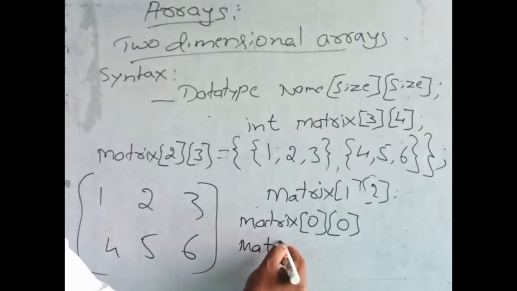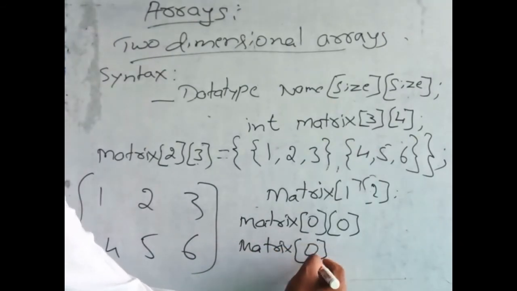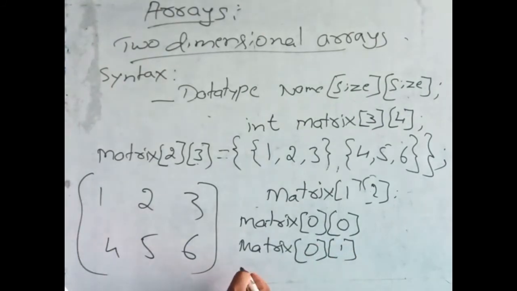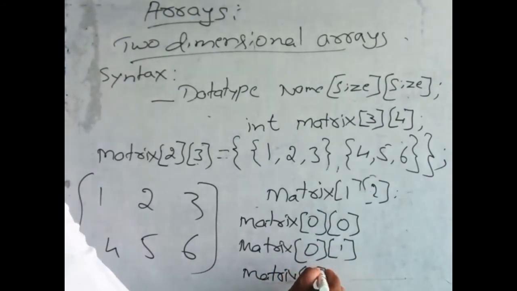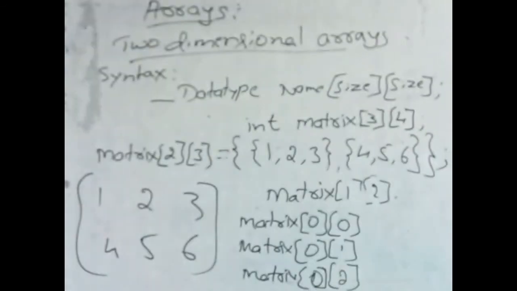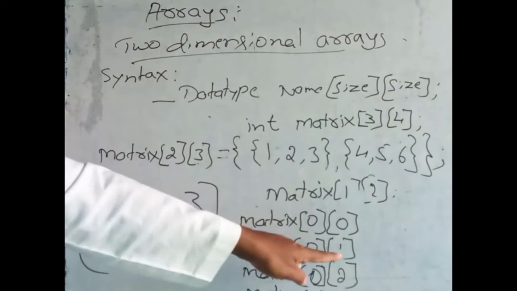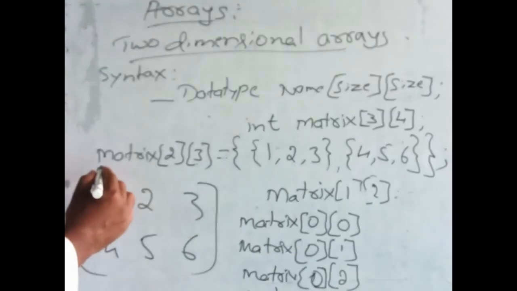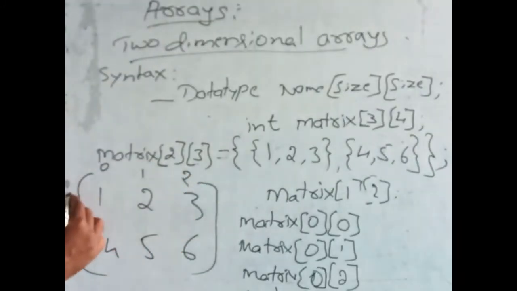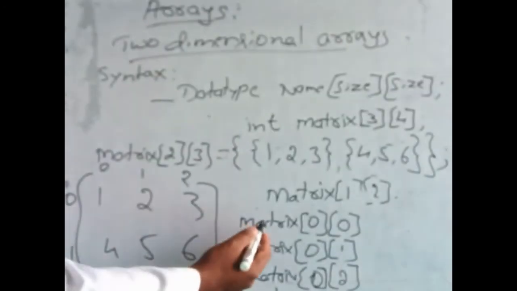Matrix 0, 0. Matrix 0, 1. Matrix 0, 2. Like that. Matrix 1, 0. Because only 3 columns are there, the column index is 0, 1, 2 only. The row index is 0, 1. Like that, matrix 0, 0.